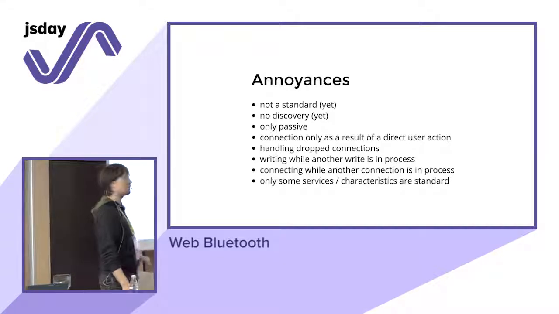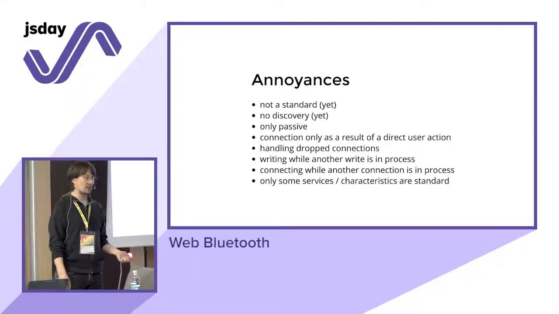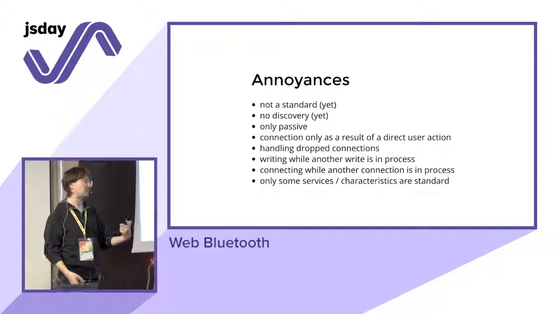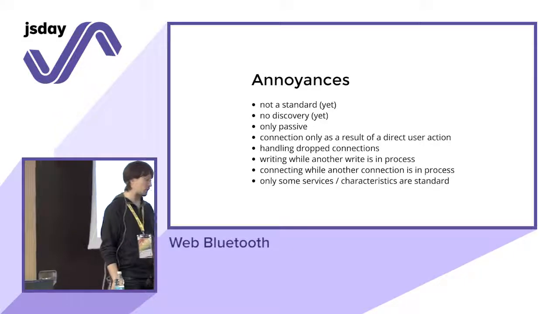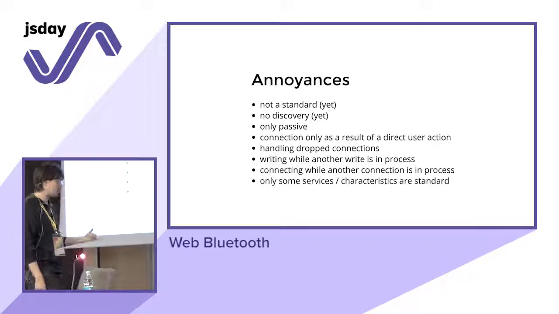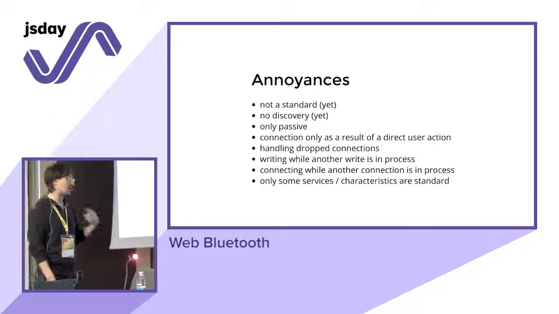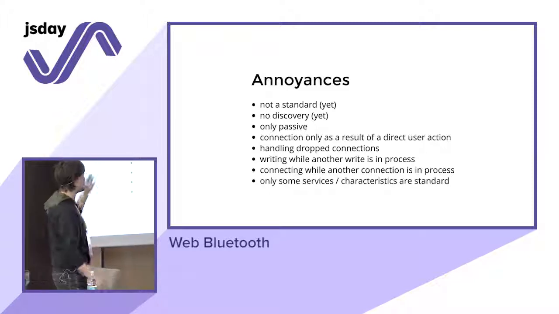You have to handle dropped connections, so the connection can drop. And you always have a flag. We'll see it later. There's always a flag on the connection, on the Bluetooth server, and you can use that flag to detect if the server is connected or not. And if not, you have to redo the connection.